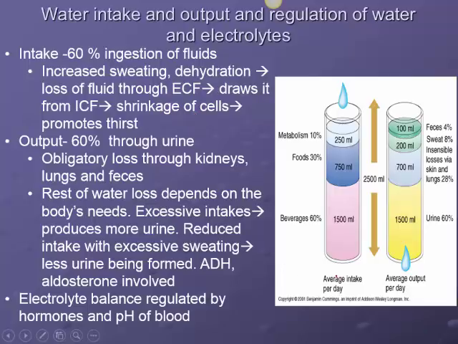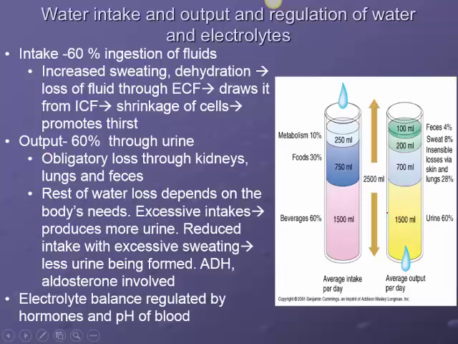So you can see how your average intake is 60% of it comes from whatever you're drinking, 30% comes from the food that you eat, the water inside the food, and metabolism is 10%, because remember, when glucose is broken down, for example, it breaks down into ATP, carbon dioxide, and water. So water comes from within metabolism inside the cells as well.